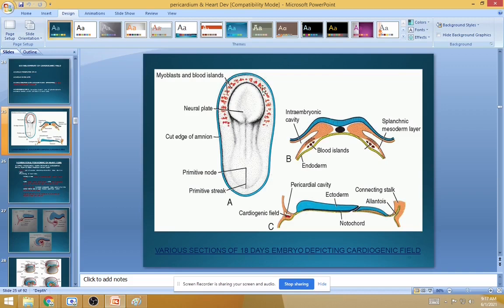This is known as the cardiogenic field, the area in front of and by the side of the developing neural plate. If you see this picture, the cardiogenic field lies just above the endoderm in the splanchnopleuric mesoderm. From above, I would say that it lies in front of and on the side of the developing neural plate, in the splanchnopleuric mesoderm.